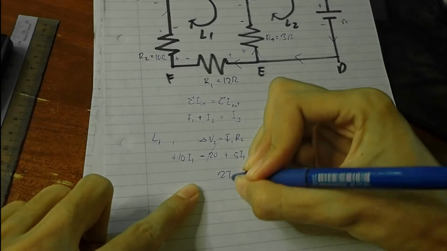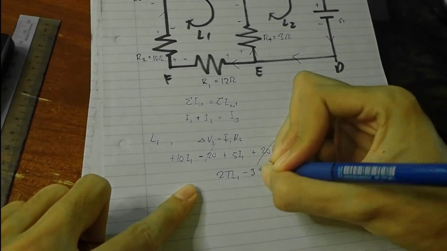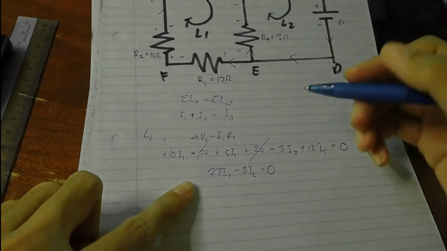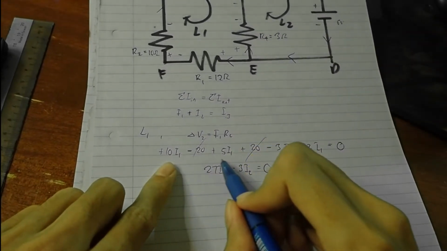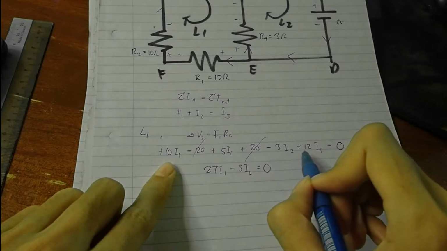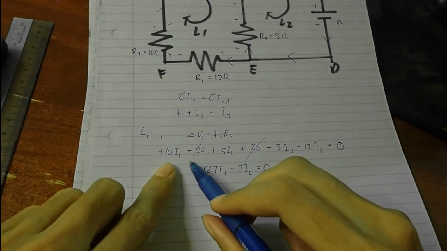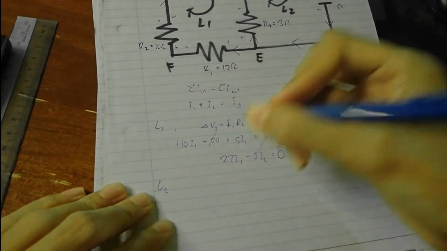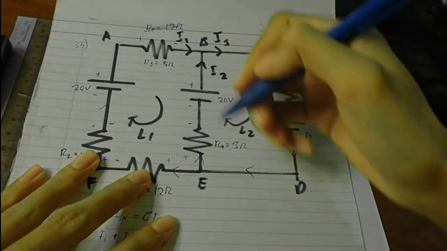So what we get is 27 I1 minus 3 I2 is equal to 0. This is for our first loop. Let me check first. Alright, and then we will be moving on to the second loop in this part.